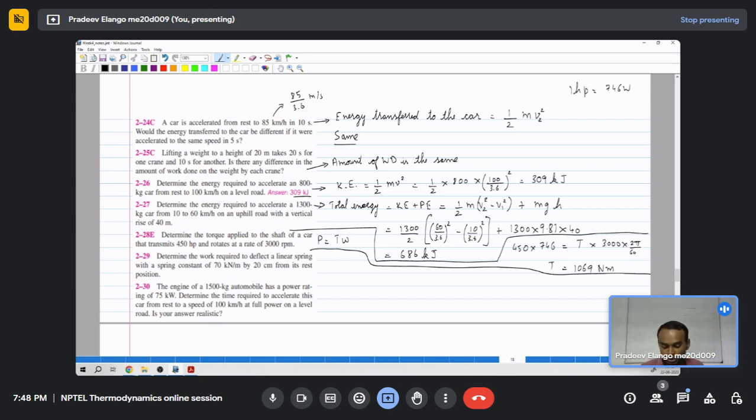Next, determine the work required to deflect a linear spring with a spring constant of 70 kN per meter by 20 cm from its rest position. So F1 is 0 newtons, F2 is 70 kilonewton into 0.2 meters, right? So this is 14 kilonewtons.